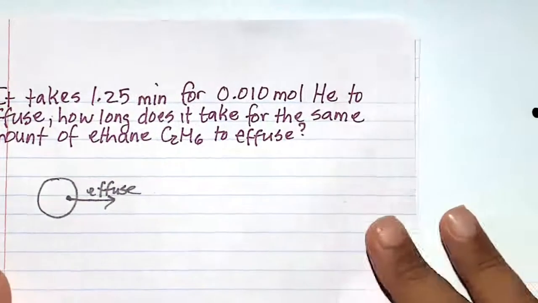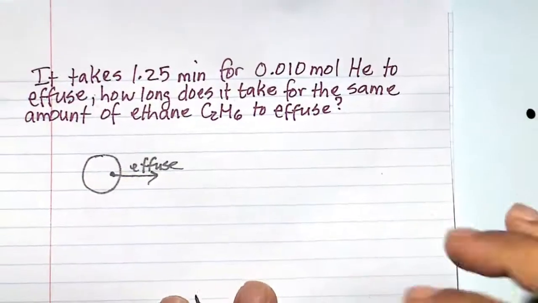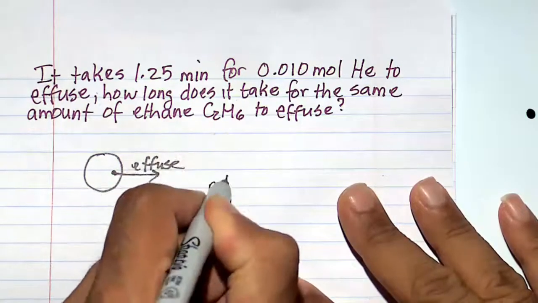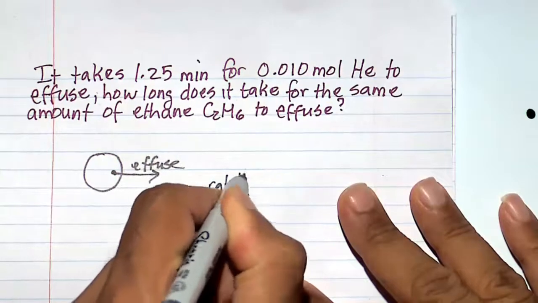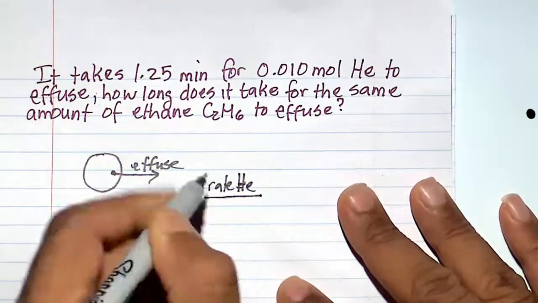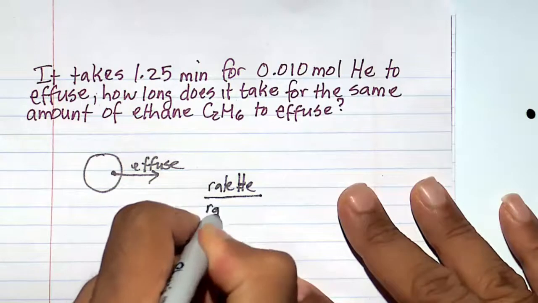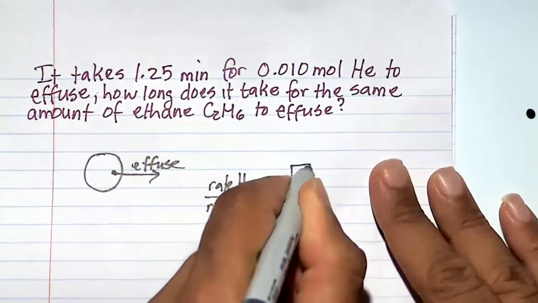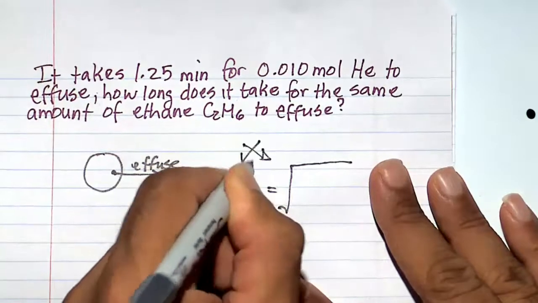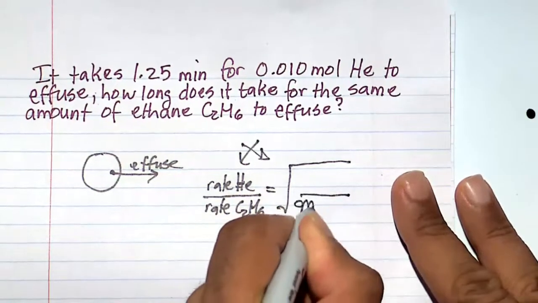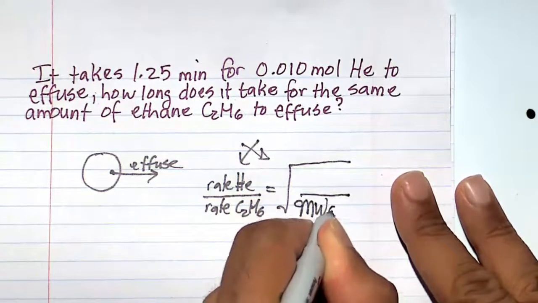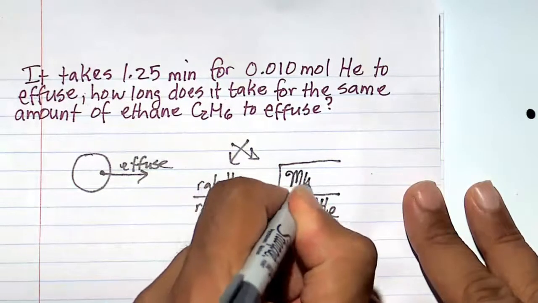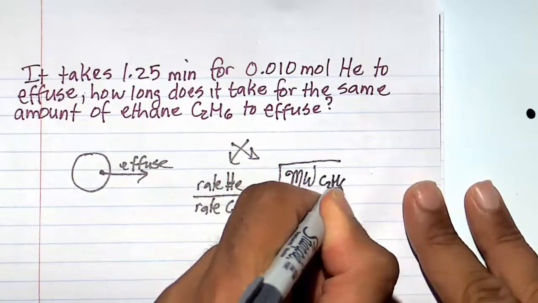So remember, according to Graham's law of effusion and diffusion, it's based upon the square root of the molecular weights. But you've got to invert it. So the rate of helium, I'm going to have helium in the numerator. You can have it in the denominator, it doesn't matter. Over the rate of C2H6, you've got to do the little crisscross here, is going to equal the square root of the molecular weight of helium in the denominator and ethane, C2H6, in the numerator.